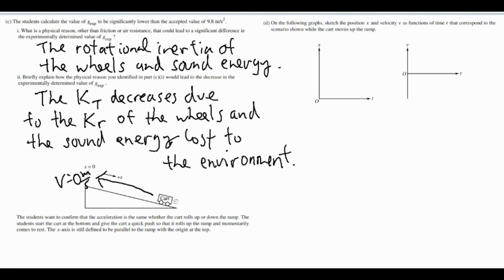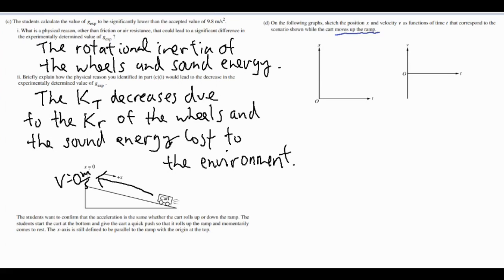And the x-axis is still defined to be parallel to the ramp with the origin at the top. So of the following graph, sketch the position and velocity as functions of time that correspond to the scenario while the cart moves up the ramp. Okay, so we're only looking at the part that moves up the ramp because I was thinking it was going to move up and then back down.